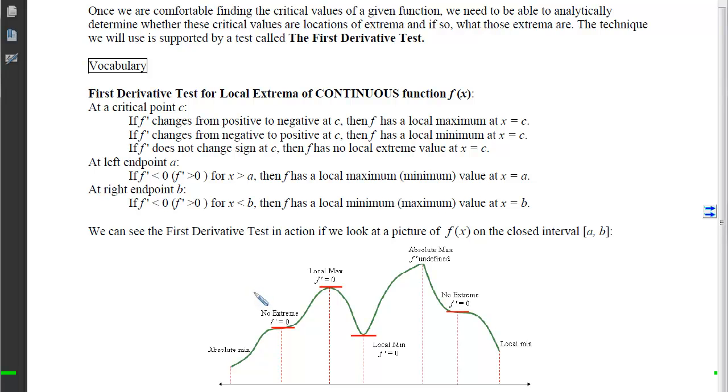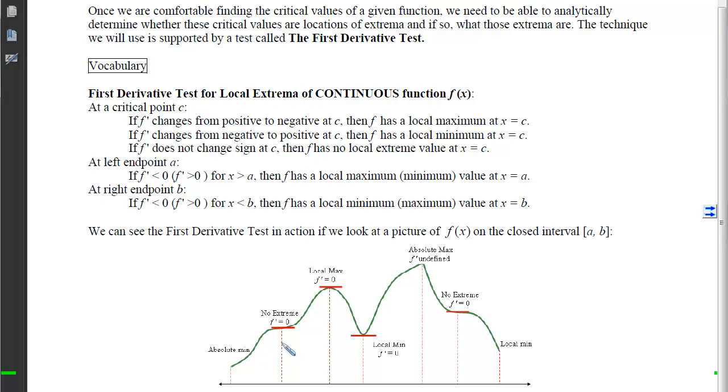So the technique we're going to use is going to be supported by a test called the first derivative test. Again, we have some more vocabulary to go with this section, and the vocabulary is called the first derivative test for local extrema of continuous functions. So at a critical point c, assuming we have found all the places where f prime is 0 or undefined, we examine whether f prime changes sign. If f prime changes from positive to negative, then we get a local max.